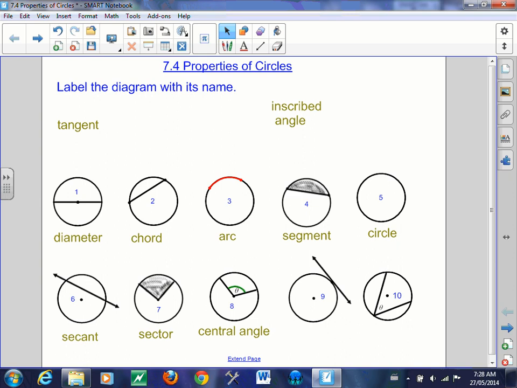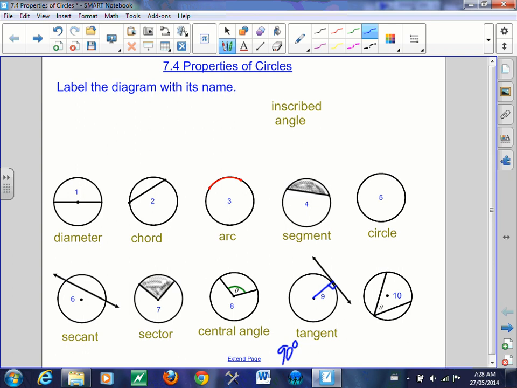Number 9, this is something you're going to learn today, which if you end up taking functions or calculus, you're going to learn about the tangent of something. Now the tangent, ladies and gentlemen, when you put a tangent on, it is always going to be 90 degrees from the radius. Even though they don't show it, if they say tangent, that's what they're going to mean, okay?